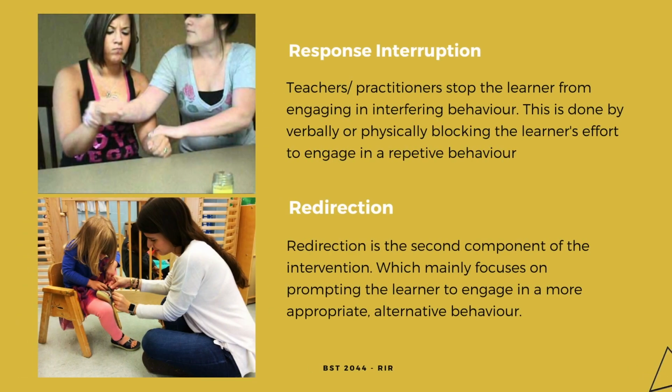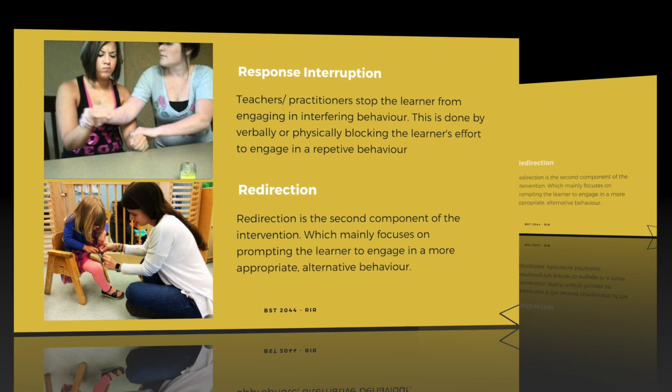Response interruption is where teachers stop the learner from engaging in interfering behavior. This is done by verbally or physically blocking the learner's effort to engage in a repetitive behavior. Redirection is the second component of the intervention, which mainly focuses on prompting the learner to engage in a more appropriate alternative behavior. These two components will be explained further in the presentation, along with additional steps that are needed to use RIR effectively.